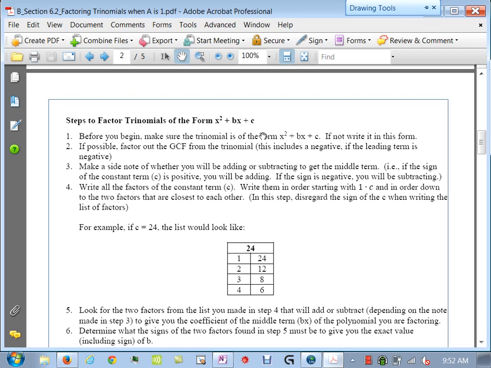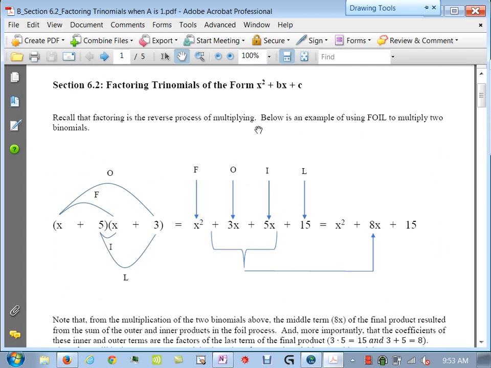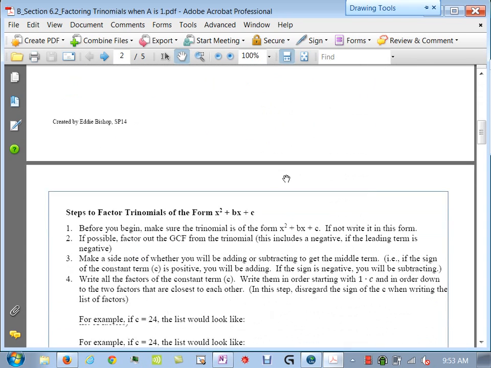If the sign of the constant term, C, is positive, you will be adding. If the sign is negative, you'll be subtracting. What are they talking about? What's C here in the problem? 15. So here, C was positive. That means I'm going to be adding, which you can tell that's where it came from. I added two things together, right? If this was negative 15, then you would actually be subtracting instead of adding. That would tell you that this 8x came from two things being subtracted instead of added together. Let's just go through this. I know it's difficult to look at steps first without doing a problem, but that's what we're going to do.